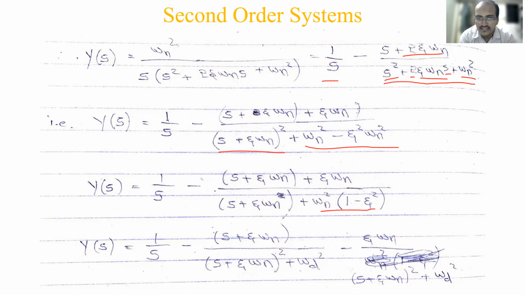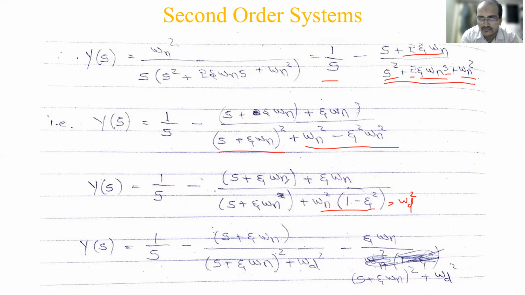Okay, so next step what I will do, this one I will substitute omega d square. So this is omega d. Omega d is given as omega n into square root of 1 minus zeta square. I will send you the note, so you'll know the relation. I told you derivation is not important. So that is the relation between damped and natural frequency. So this is there, omega d square.